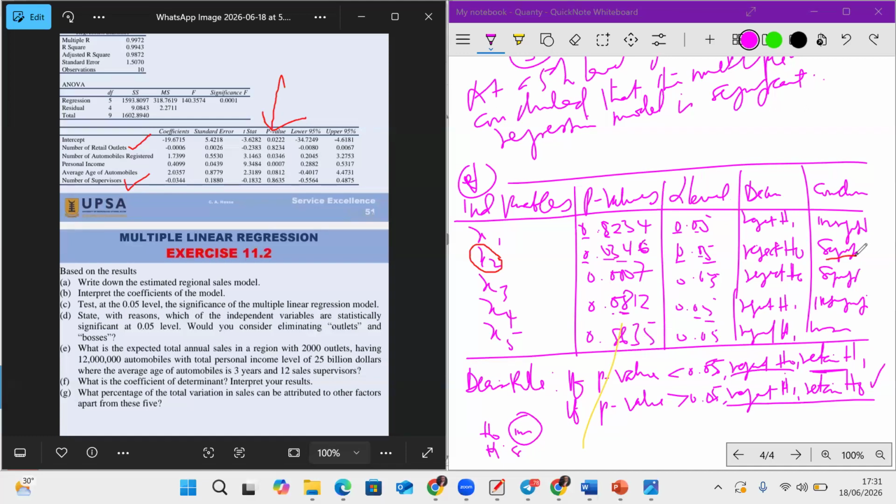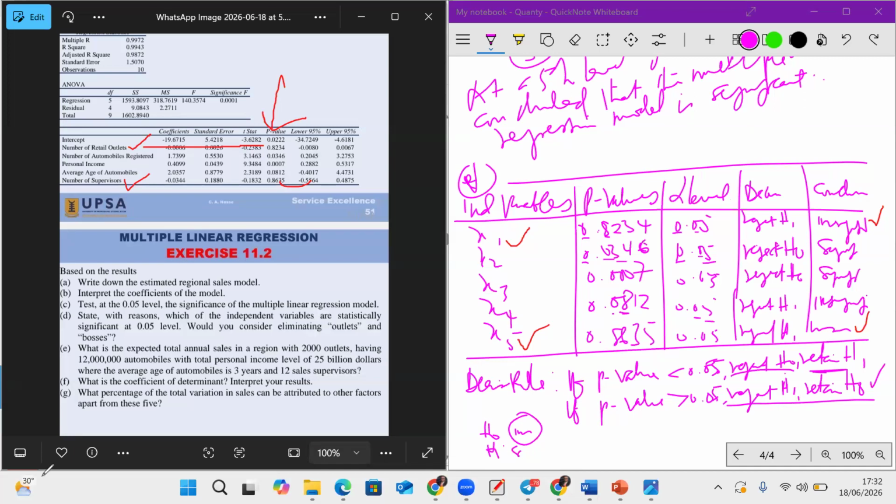Oh, sorry. The outlet is X1. X1 is the outlet, which is 0.8. So that one is insignificant. And the X5 is the supervisor, sorry, right? So the X5 is also what? Insignificant. So would you consider eliminating outlets and bosses? Yes, I would consider eliminating outlets and bosses because they are what? Insignificant.